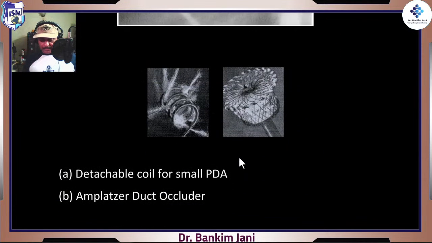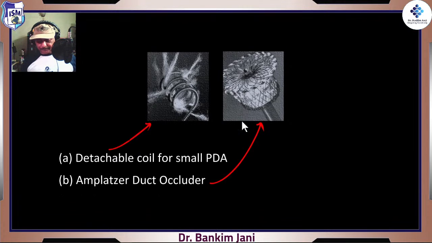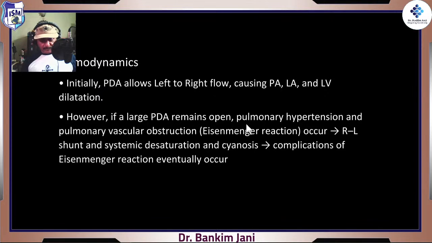Same principle, right? How will you really treat it? So this is like a detachable coil for a small PDA, right? A small PDA, so this is like a detachable coil. That coil sits over there and it leads to obstruction, so that flow is disconnected. Or the Amplatzer duct occluder, but again its size and shape would be different, and this would be a bit smaller. Regarding hemodynamics, not much of a difference.